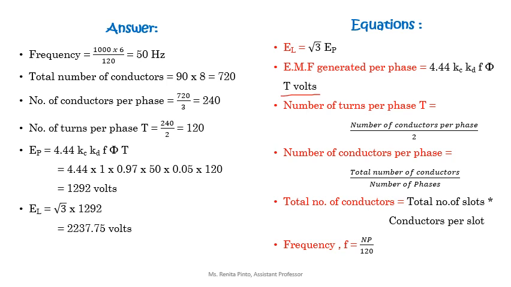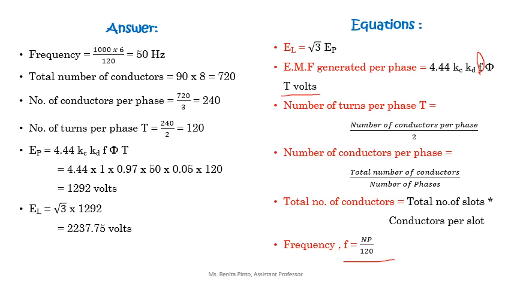So once you find out number of turns per phase, we can find out the next quantity which is not given, that is frequency. So frequency equation you already know, that is given by NP divided by 120. So direct substitution, you can get the frequency.